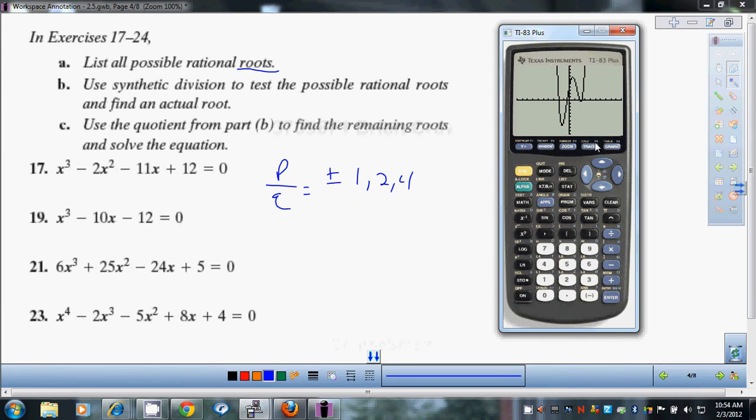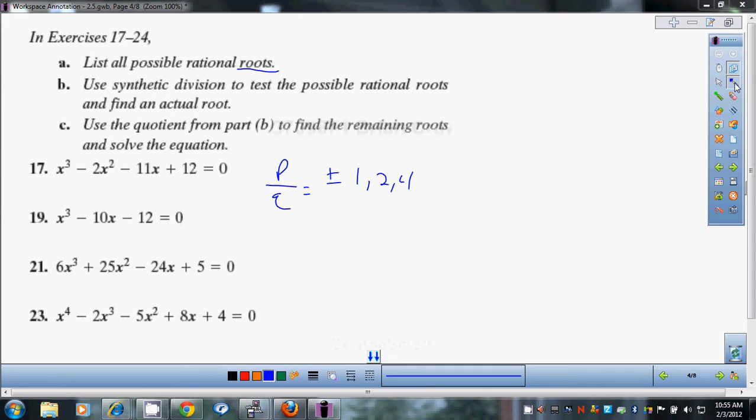So here I go. Trace. Let's try 1. Didn't work. 2. Worked. There's one of them, but we need 2. 4. Didn't work. Now I'm going to try the negatives. Negative 1. Didn't work. Negative 2. Worked. It won't always be symmetrical like that unless it's an even function. So don't think just because this one was 2, negative 2, not always the case. Unless it was even.